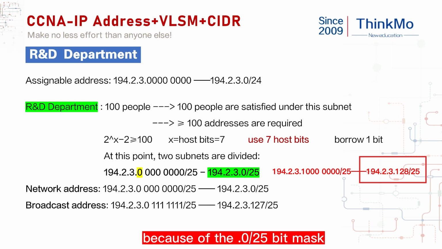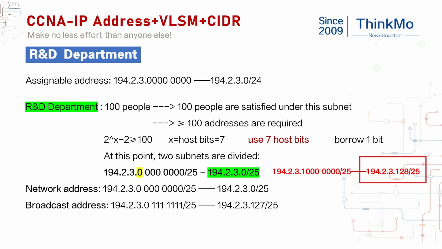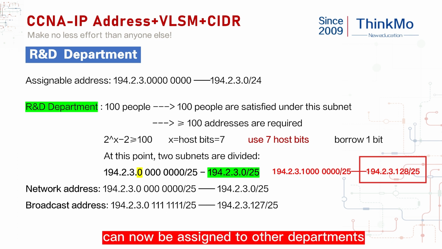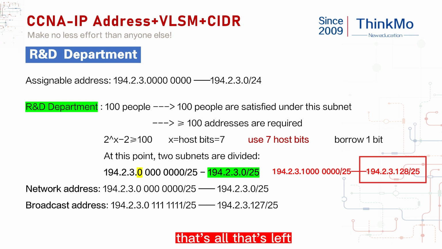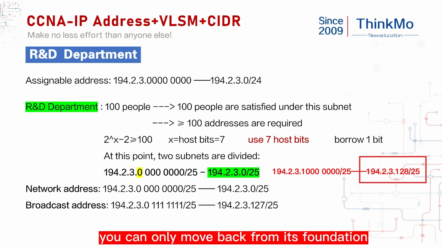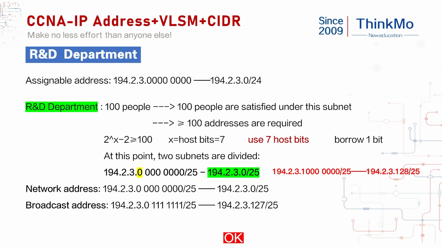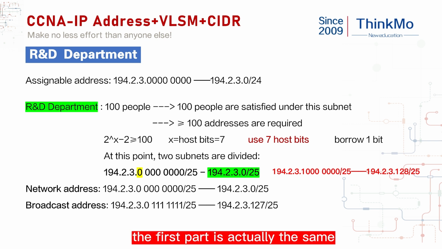Because the 0.0 25-bit mask is already used by others, what can now be assigned to other departments is all that's left. In the future, when we calculate, if you do subnetting again, you can only move back from its foundation. Okay. The first part is actually the same. You can follow my logic after class, then do the math yourself.